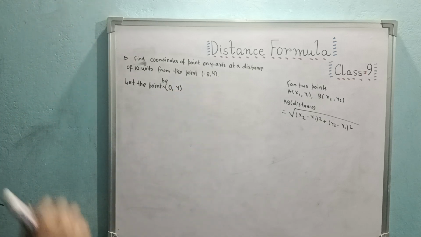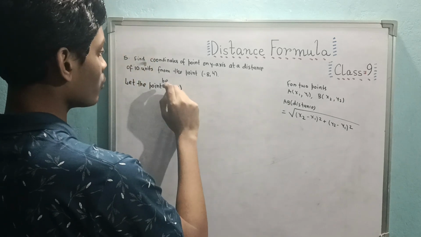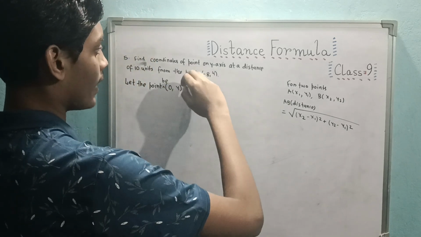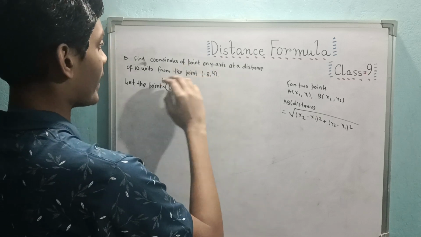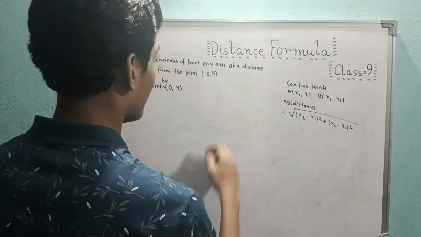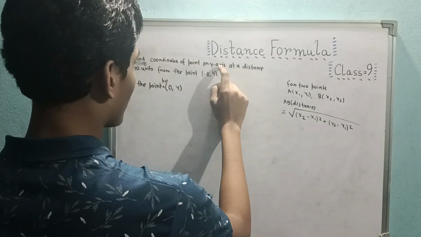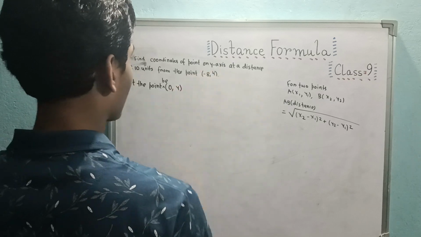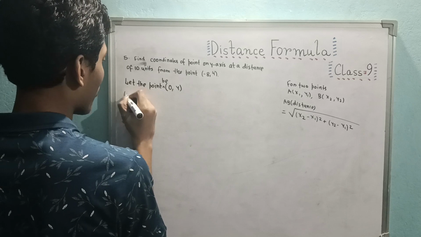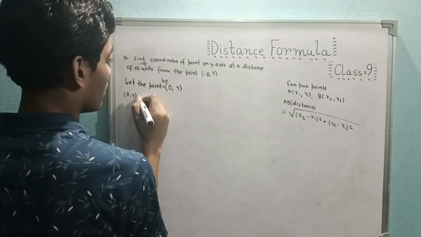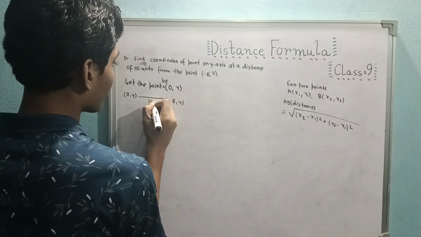Now what they are telling: the distance between this (0, y) and this (minus 8, 4) is 10 units. Find the coordinates of a point on the y-axis which is at a distance of 10 units from this. That means this y-axis point is at a distance of 10 units from this one. So what are the points? (0, y) and (minus 8, 4). This distance is 10.